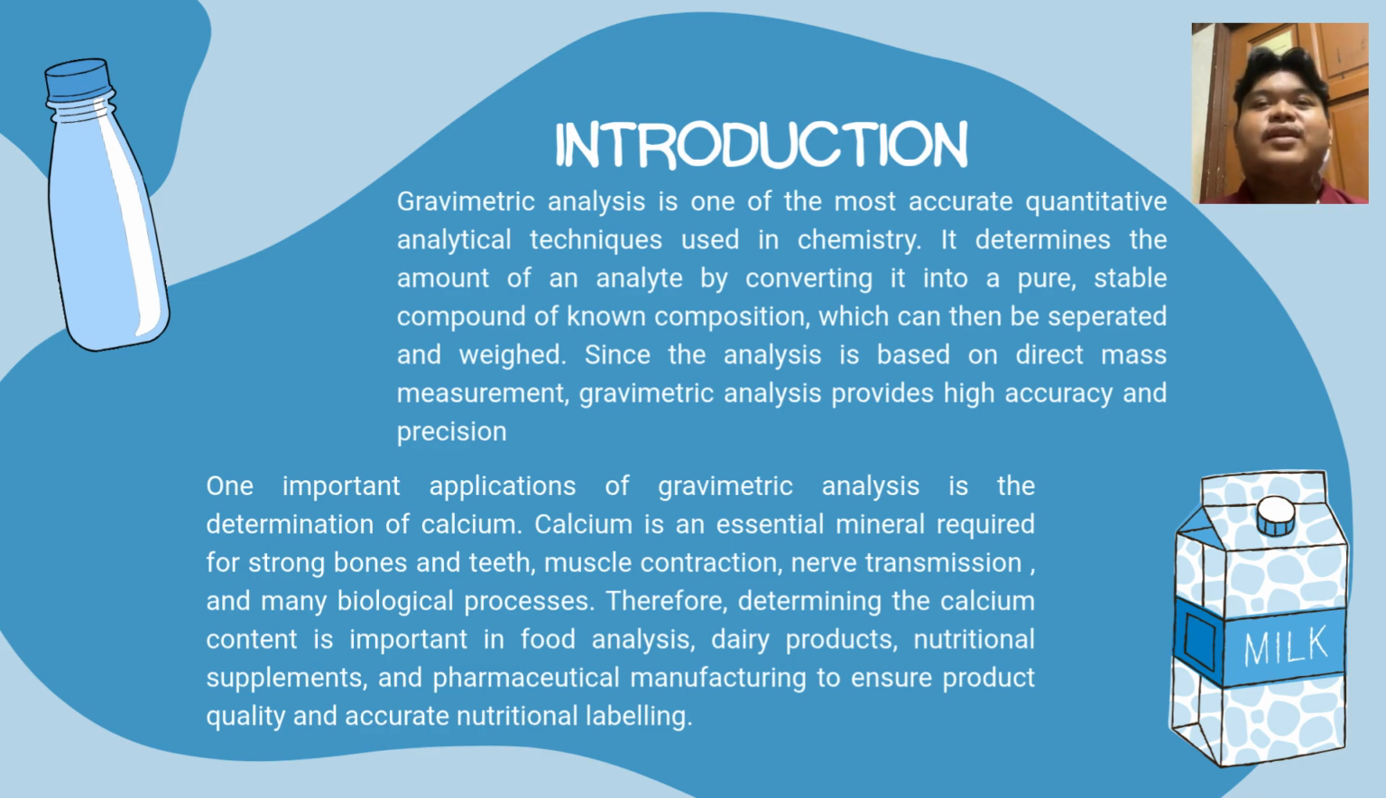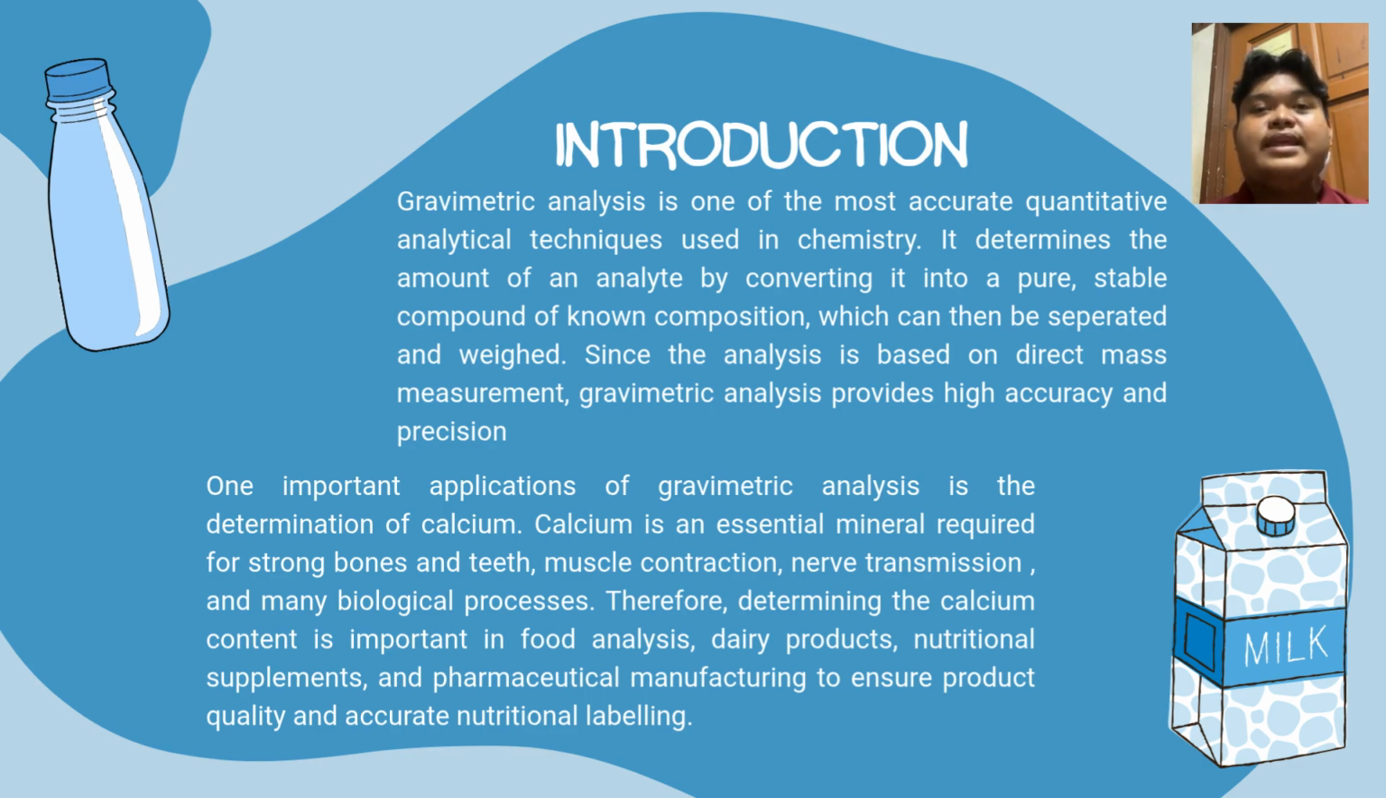Gravimetric analysis is one of the most accurate quantitative analytic techniques used in chemistry. It determines the amount of an analyte by converting it into a pure, stable compound of known composition, which can be separated and weighed. Since the analysis is based on direct mass measurement, gravimetric analysis provides high accuracy and precision.